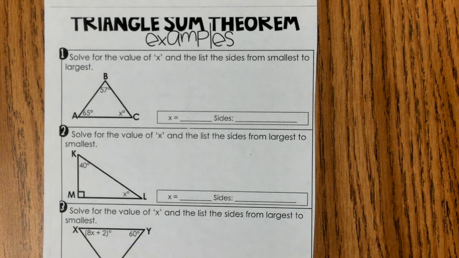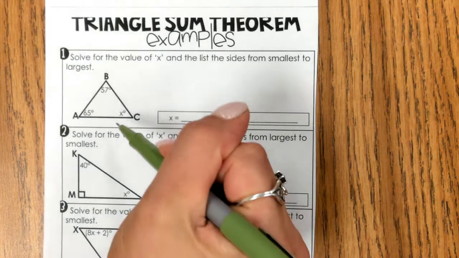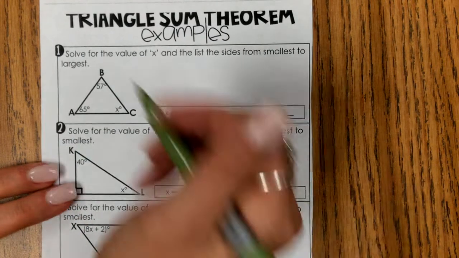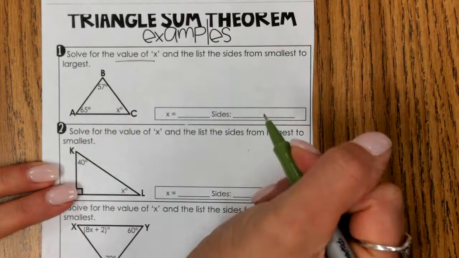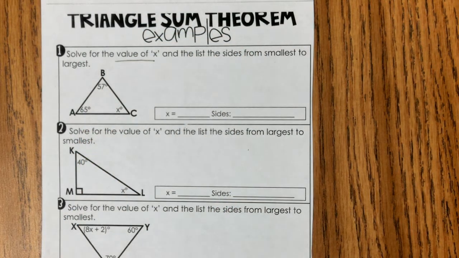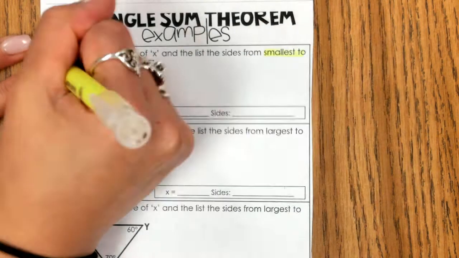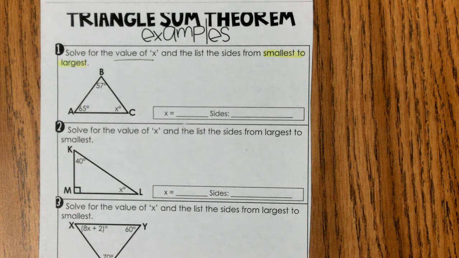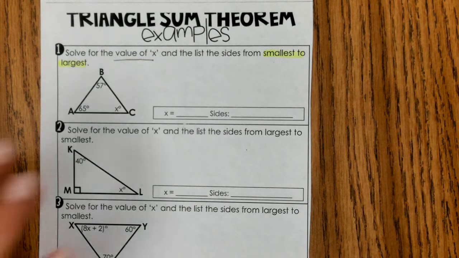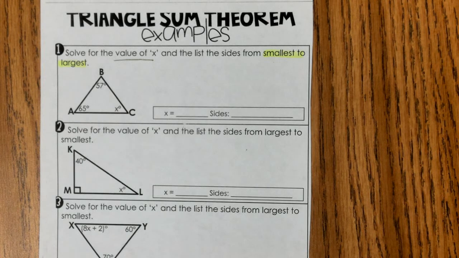Alright, so it starts out pretty easy at the top. All you're doing is finding the missing angle, which we've already looked at. So first we've got to find the value of x, and then we are going to order the sides from smallest to largest, which connects to what we did yesterday, okay? So if I want to find the missing angle, what is my first step?